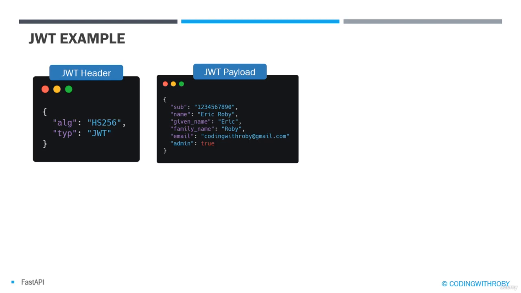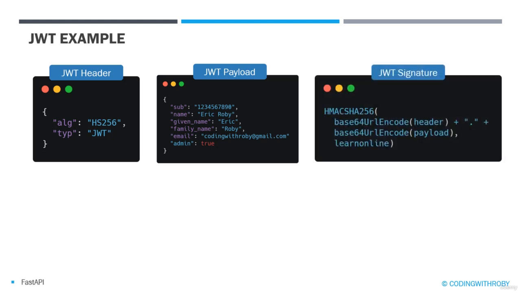8, 9, and 0, name, which is Eric Roby, a given name, which is Eric, a family name, which is Roby, and an email at codingwithroby@gmail.com, and the admin status is true. Lastly, we have the JWT signature, which is the encoded header, encoded payload with a secret. In this example, the secret spells out Learn Online, and all of this is hashed within the algorithm.